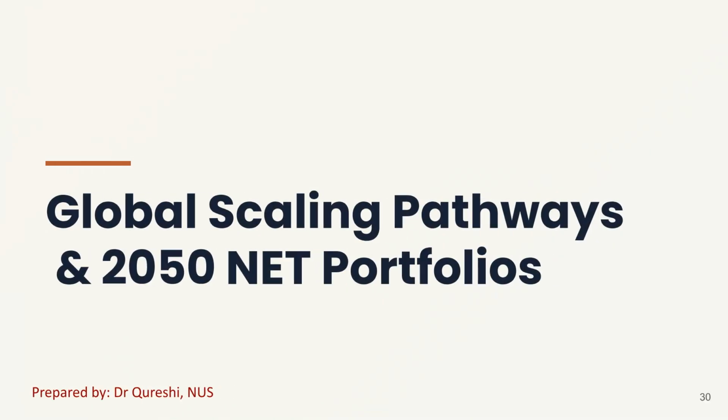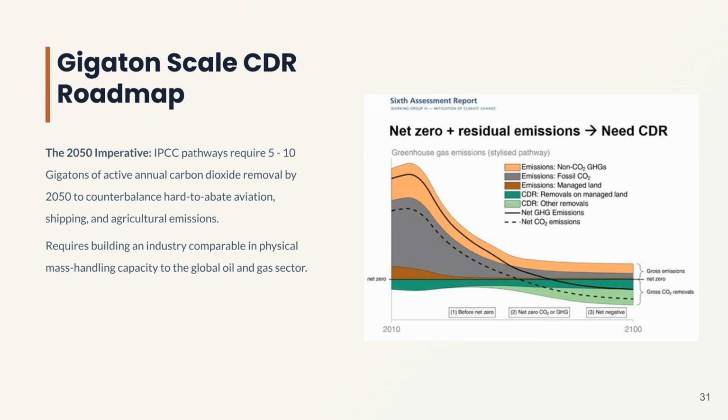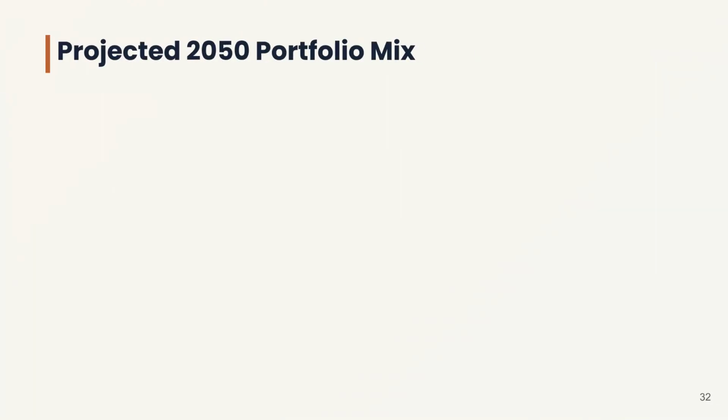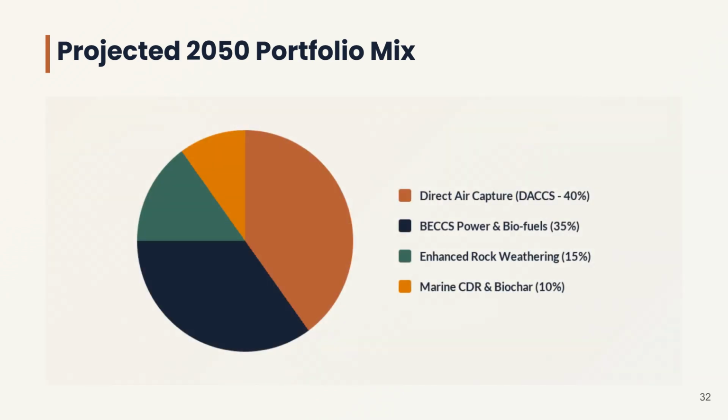Thank you for watching this overview of global scaling pathways and the future portfolios for net zero carbon removal by 2050. We now look at the gigaton-scale CDR roadmap. By 2050, IPCC pathways demand 5 to 10 gigatons of annual carbon dioxide removal to offset hard-to-abate emissions in sectors like aviation and shipping. This goal necessitates building an industry with a physical mass handling capacity comparable to the current global oil and gas sector. Achieving this scale requires a balanced portfolio of diverse removal technologies.